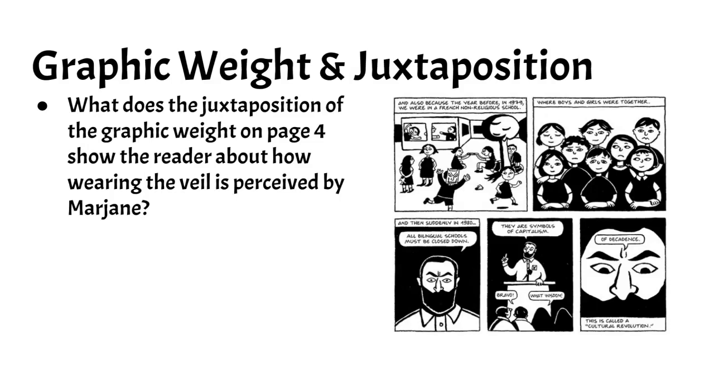So what does juxtaposition of the graphic weight on page 4 show the reader about how wearing the veil is perceived? So remember, darkness is going to be maybe that authority, that heaviness, this man on the bottom panels here, and the rules being enforced. Whereas the top, in the top left panel, she's at a French non-religious school before the revolution, and it's light. People are having fun. If someone's wearing a mask, they're doing what they want to do. So you see the light and dark and the graphic weight put against each other to show her experience going from that old school to her new school.